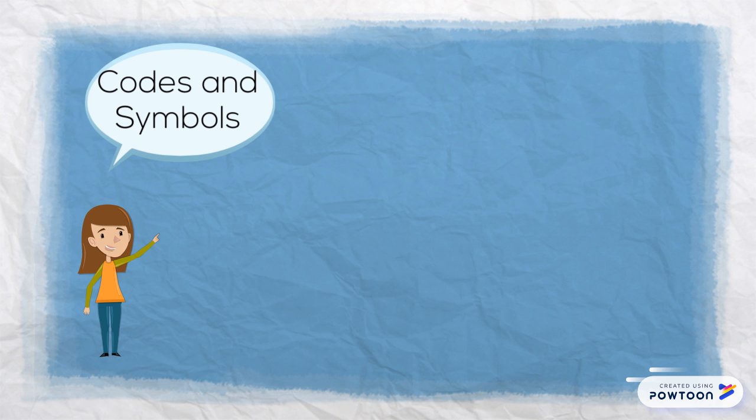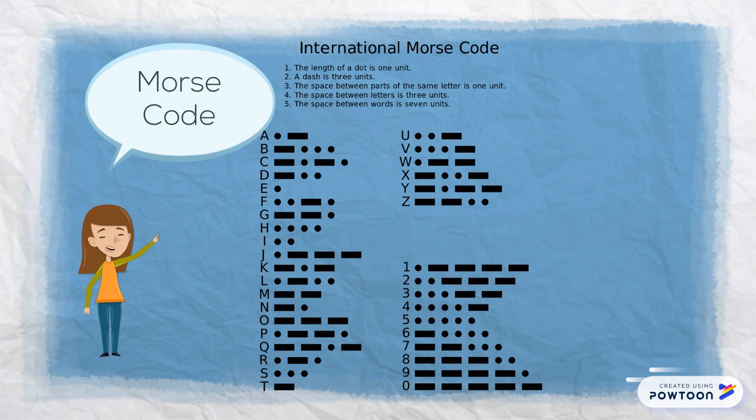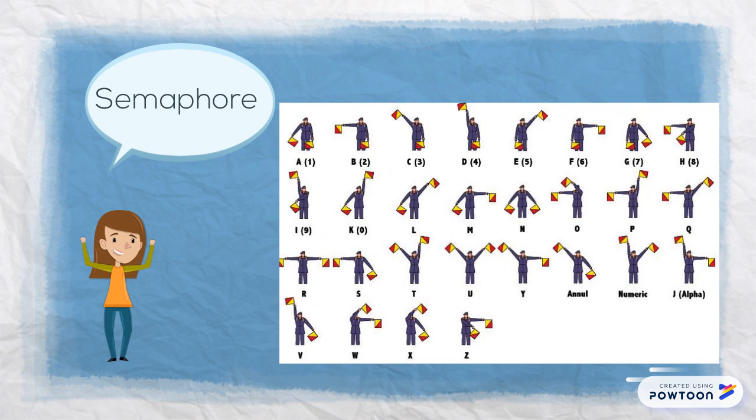We all use different types of codes and symbols to represent data. Morse code uses dots and dashes to represent letters and numbers. Semaphore is an alphabet flag signalling system based on waving a pair of flags in a particular pattern.